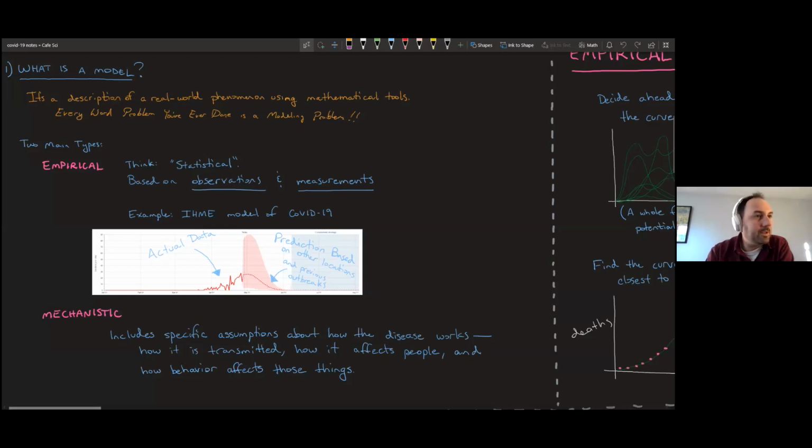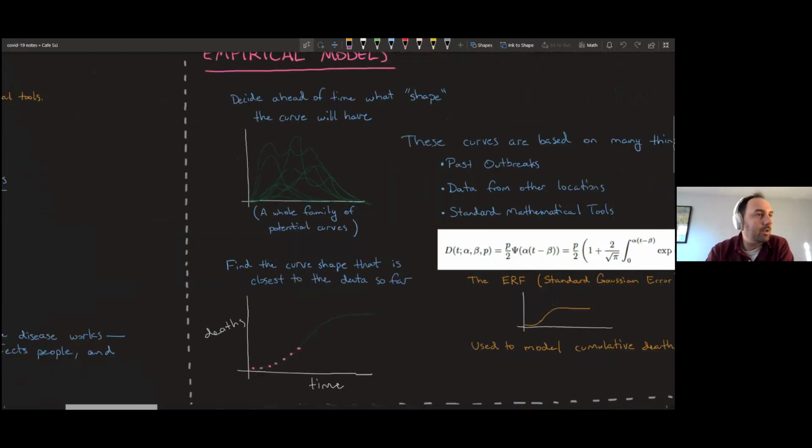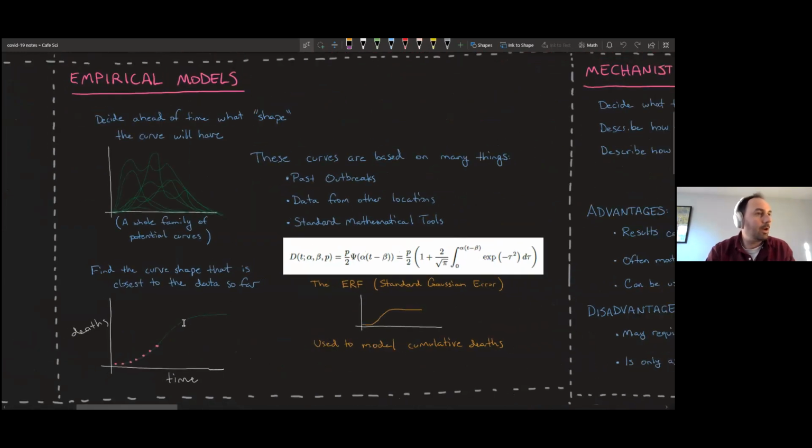So let me briefly talk about what an empirical model might look like, and then we'll get into detail with the mechanistic approach. So as I mentioned, an empirical model is statistical in nature usually. What that means is you're deciding ahead of time what kind of shape you expect the data to have. For lots of good reasons, we expect an epidemiological model to have an S shape.